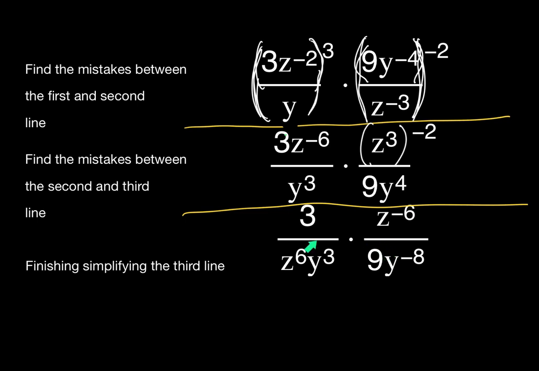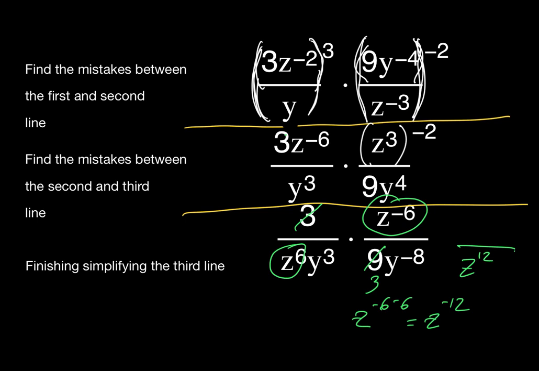All right. And then lastly, if I actually had to finish simplifying this as it is, regardless of the mistakes, this 3 will reduce with that 9, so that 9 becomes a 3. I'll have z to the negative 6th over z to the 6th, so that will be z to the negative 6 minus 6, which is z to the negative 12th. So my final answer will have a z to the 12th in the denominator.